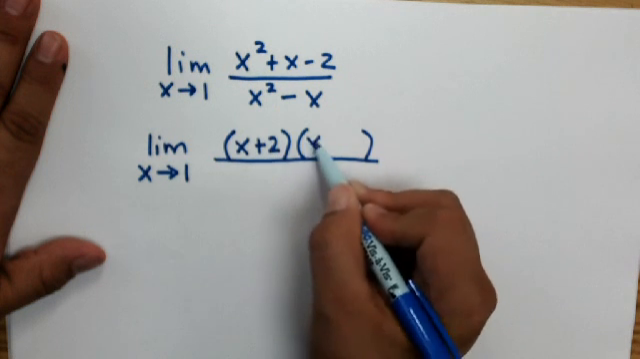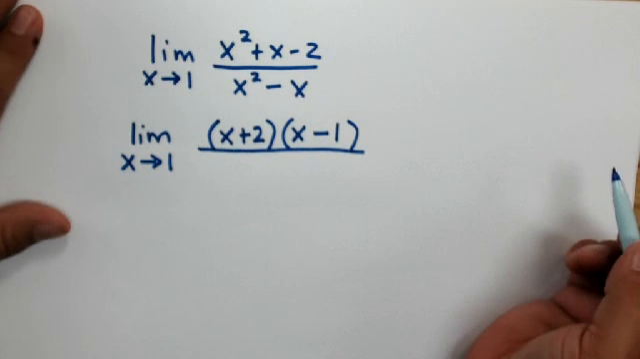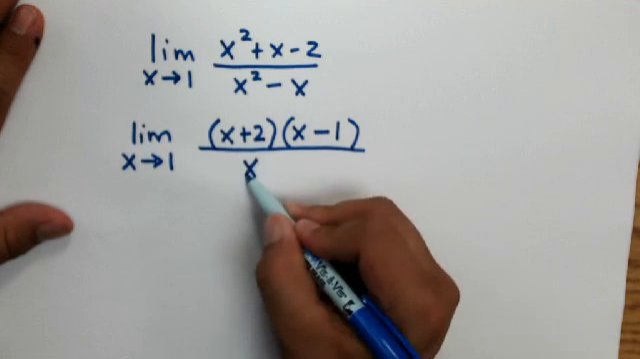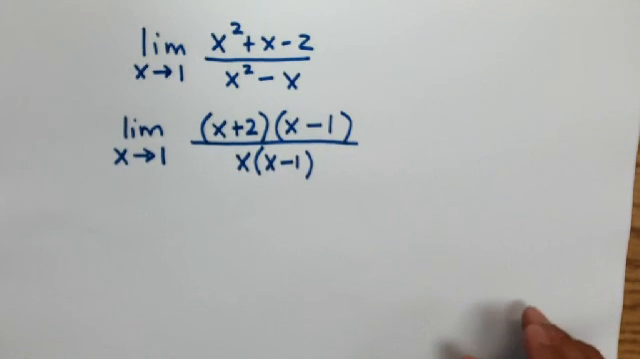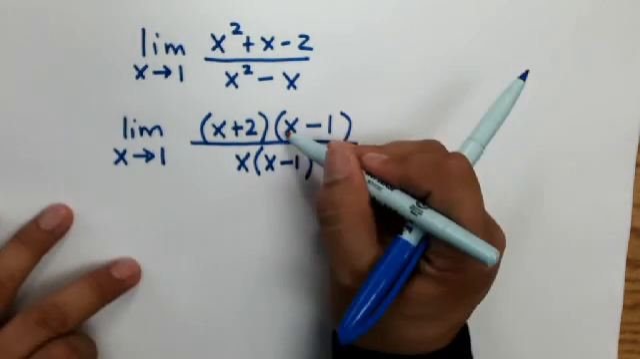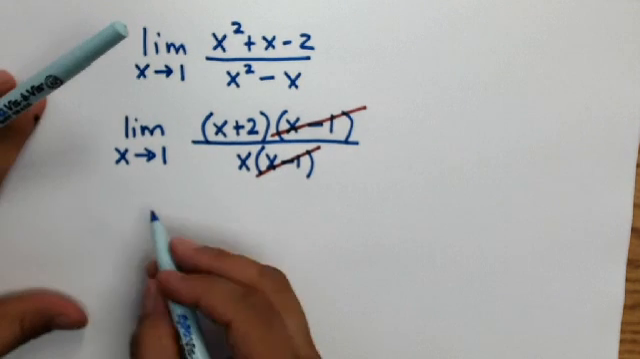2 minus 1. What about the denominator? What would that factor to? Perfect. And there we see the culprit. It's that x minus 1 causing the trouble. That little troublemaker.